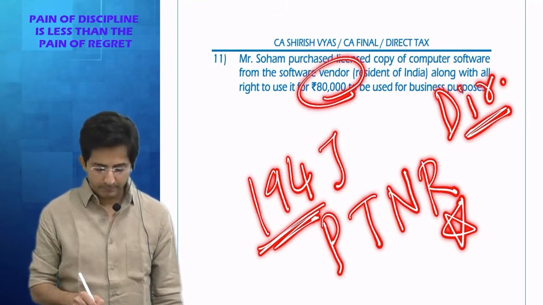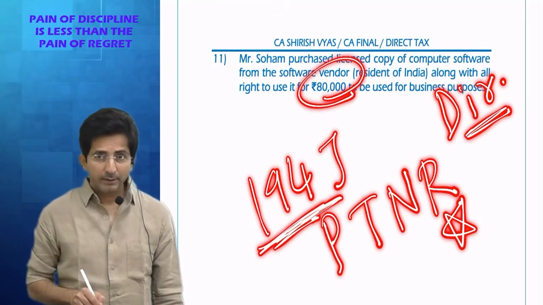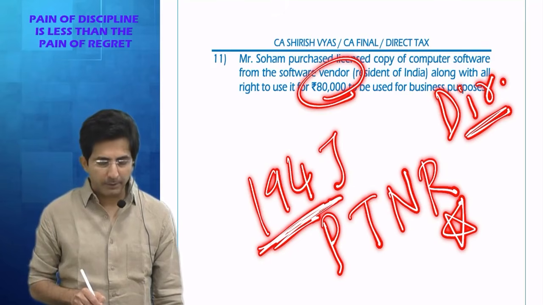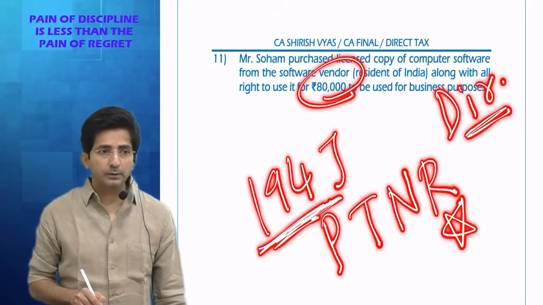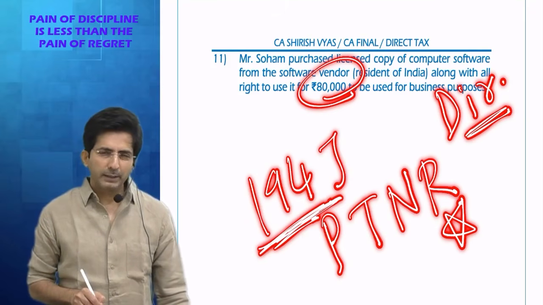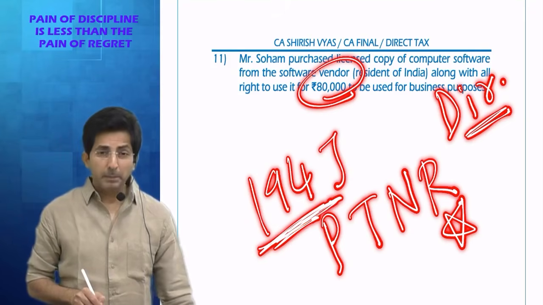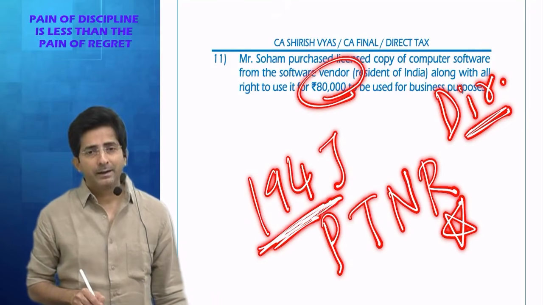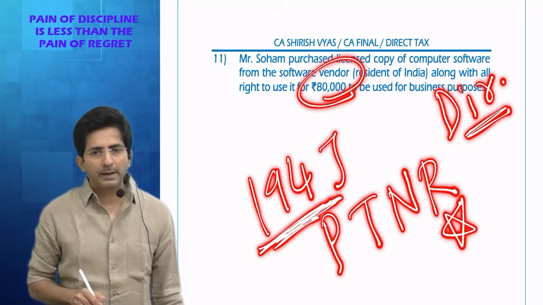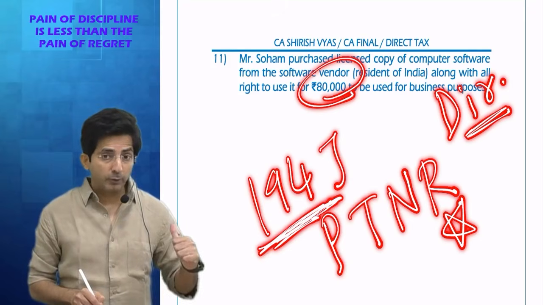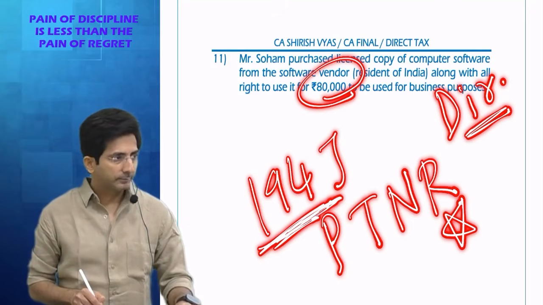But wait, 194J is from the family of Rachis, and in Rachis, if the payer is small individual HUF, TDS will not apply. Here who is the payer? Mr. Soham. They have not given the status of Soham, whether he is small or big. So we can write a note: assuming Soham is a big individual HUF, TDS will apply. Alternatively, if you assume that Soham is small individual HUF, TDS will not apply. But small and big matters because 194J is from the family of Rachis.